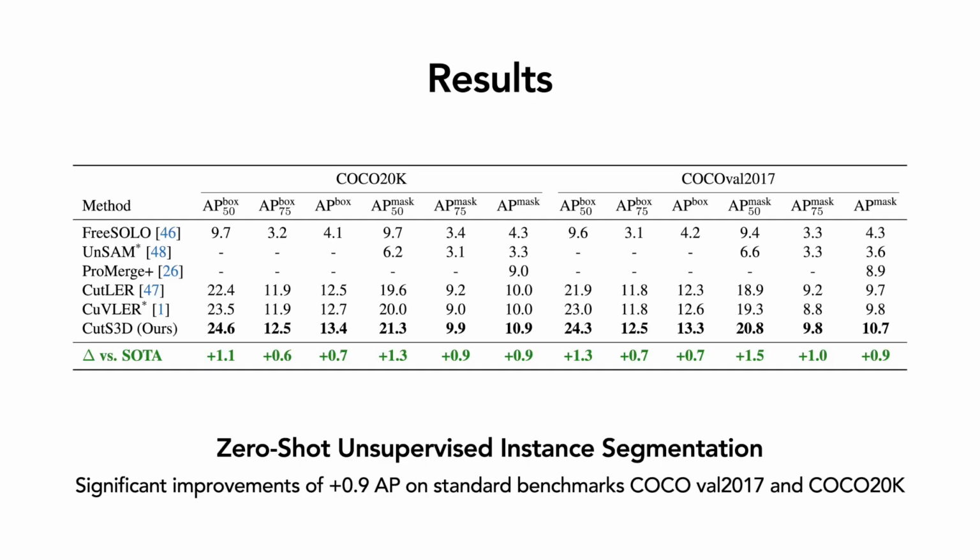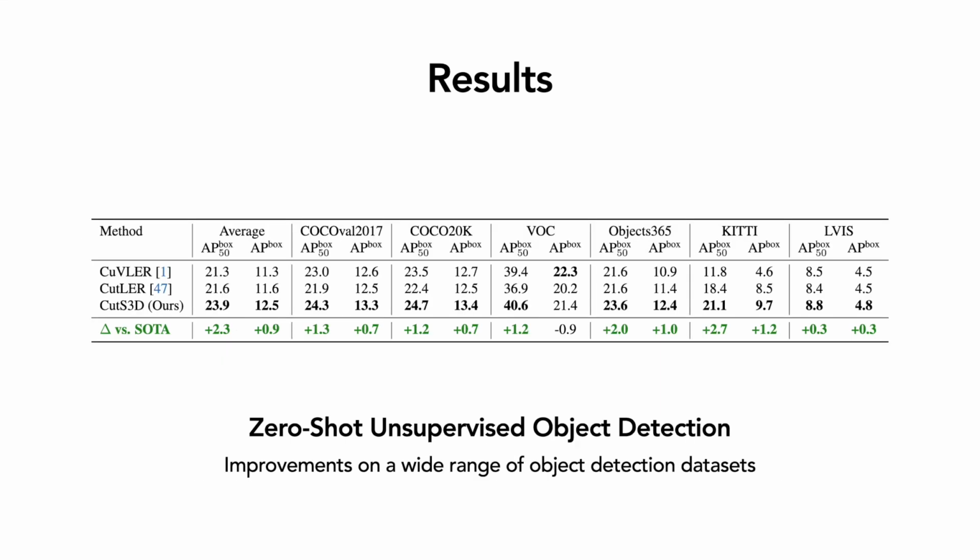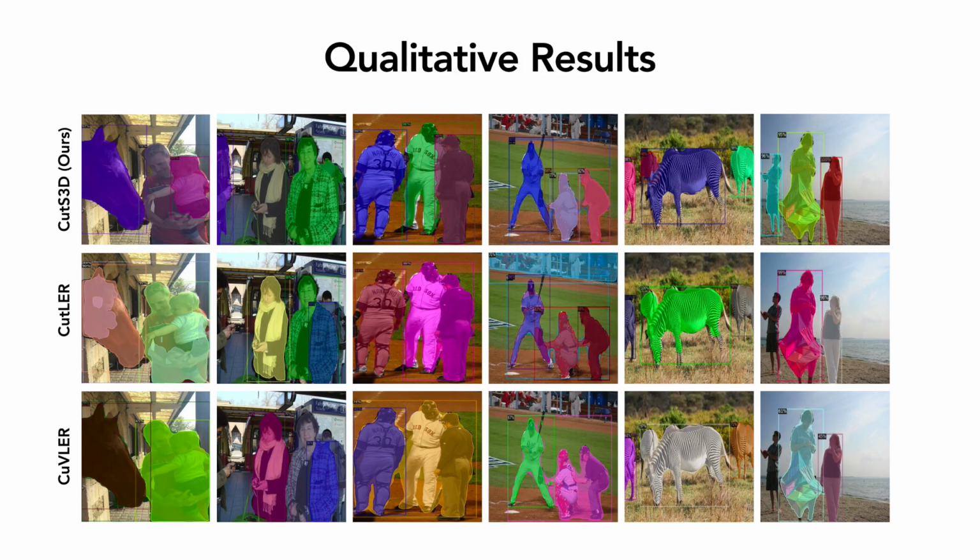With our final model, we outperform all previous approaches by considerable margins across multiple benchmark datasets for zero-shot unsupervised instance segmentation. The results for zero-shot unsupervised object detection paint a similar picture. The enhanced instance separation is also visible in our model's predictions. For example, our model is able to separate the human and the baby in the first column, as well as the 3 baseball players in the third column.